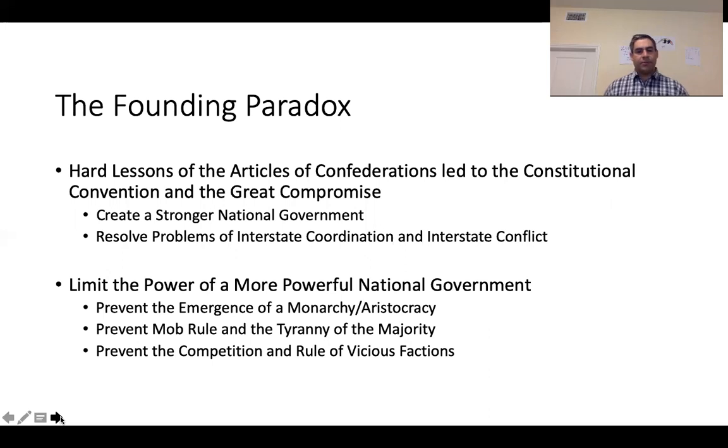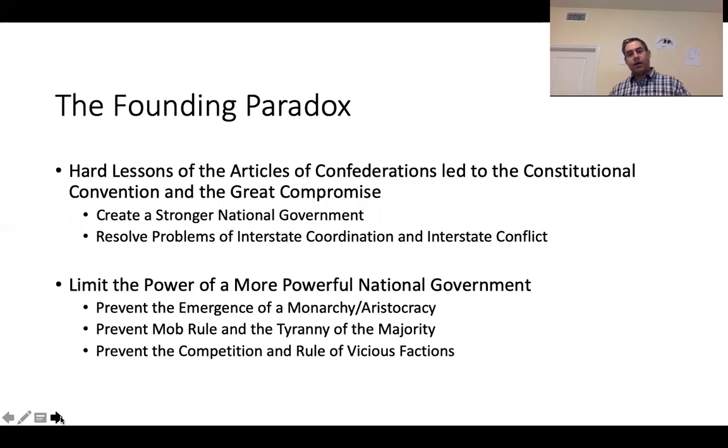And so in my view, the founding paradox unfolds because the hard lessons of the Articles of Confederation lead to the Constitutional Convention and the Great Compromise, where they recognize that they want to or need to create a stronger national government. The lessons of the American Revolution and the failure of the Articles of Confederation was that in order to coordinate among the many states, in order to produce the collective goods of national defense, of superior trade, more stable revenue system, they needed to create a stronger national government.